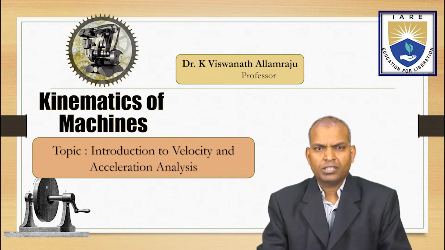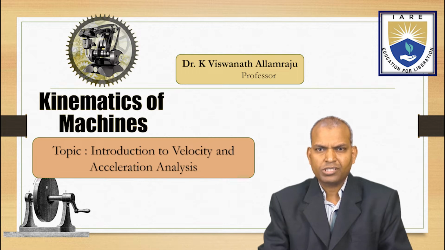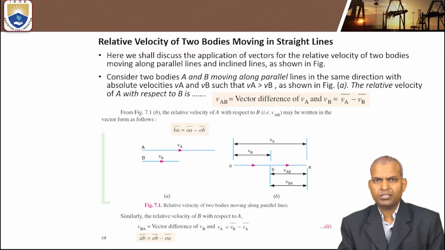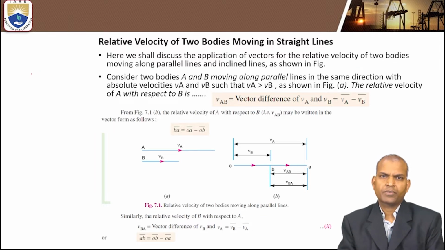Today we are going to study and discuss the velocity and acceleration analysis of various mechanisms. Here we are going to use the graphical method, that is the relative velocity method. In order to find out the velocity of various links of a mechanism, there are two methods. Those two methods are graphical methods, but the first method is the relative velocity method.